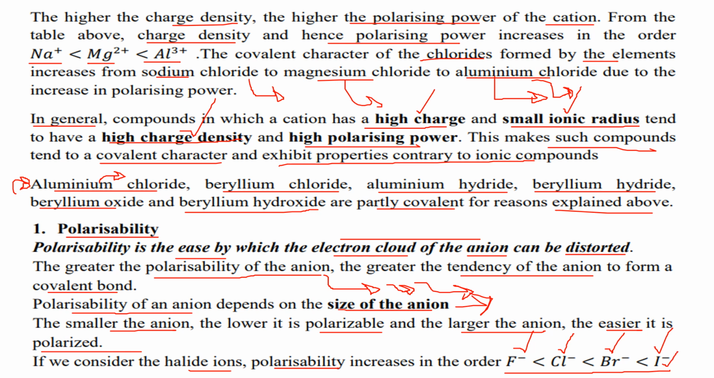The reason is that iodide is easier to polarize because the iodide ion has the largest ionic radius. And the bromide ion also has a larger ionic radius as compared to chlorine, which is the same with chlorine and fluorine. So fluorine, having the smallest ionic radius, is not easily polarized. So we expect that ionic compounds involving the fluoride ion are more ionic compared to those involving the iodide ion, because the iodide ion can easily be polarized.